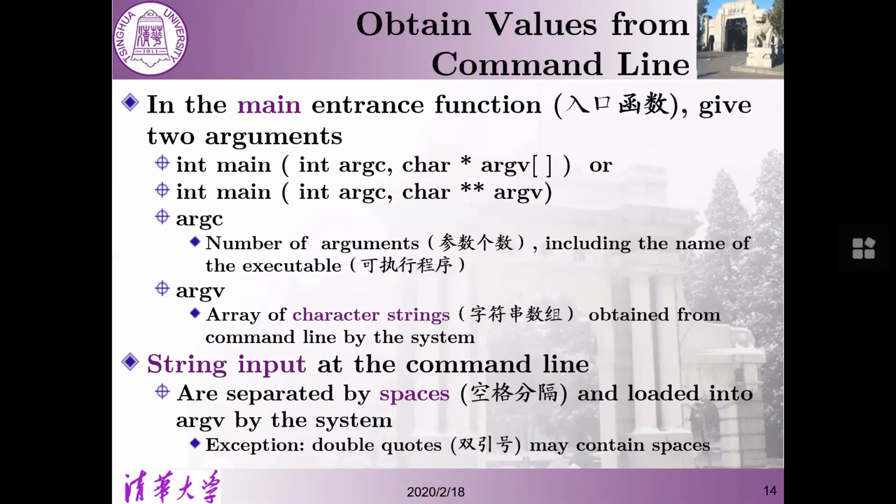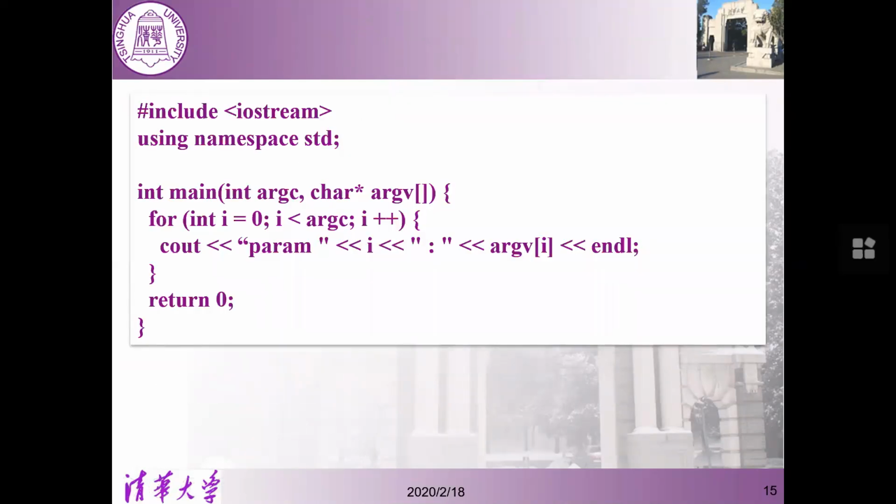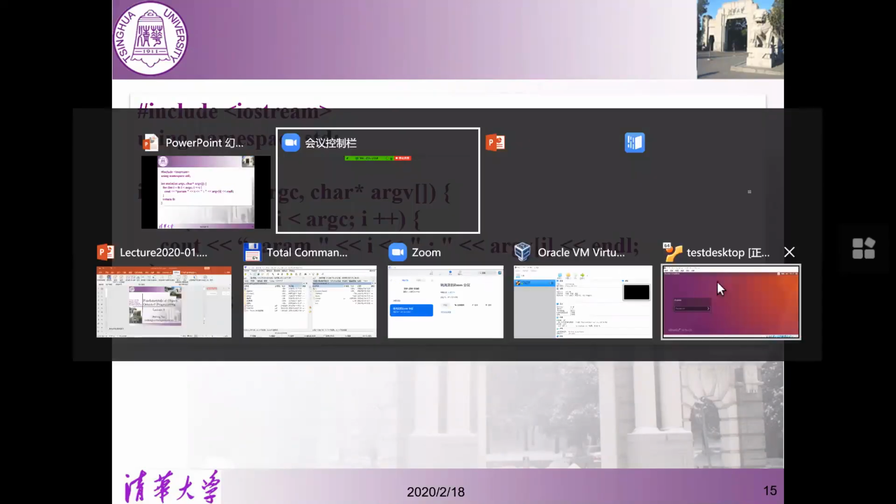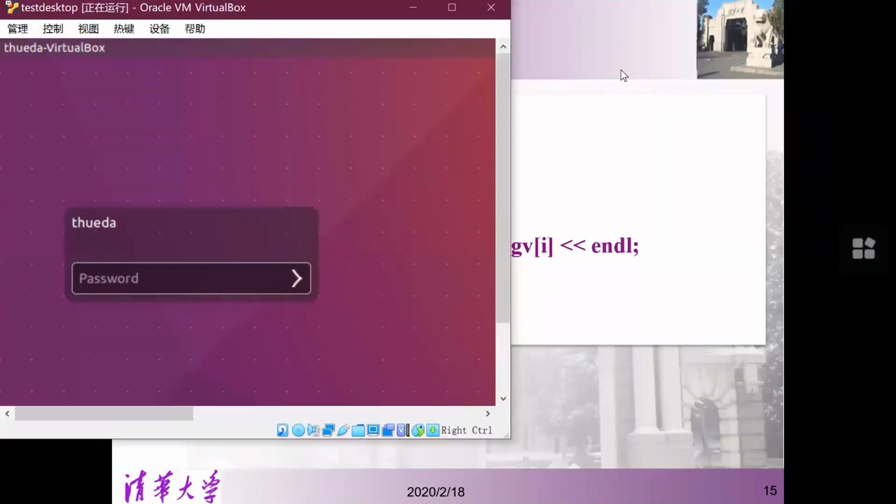But actually for command line arguments, there are 2 key parameters in this main entrance function. One is argc, the other one is argv. The argc gives the number of arguments, including the name of the executable file. Also, argv is an array of character strings obtained from the command line by the system. Okay. Then we can practice, have a demo. Okay. So this is our Ubuntu system.